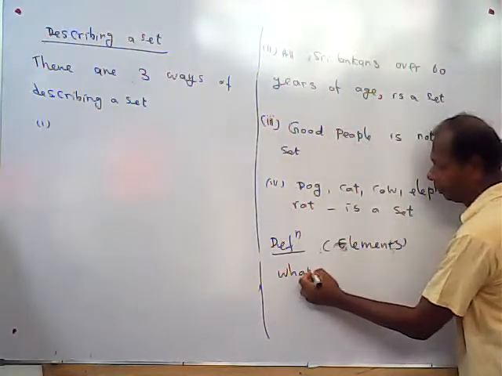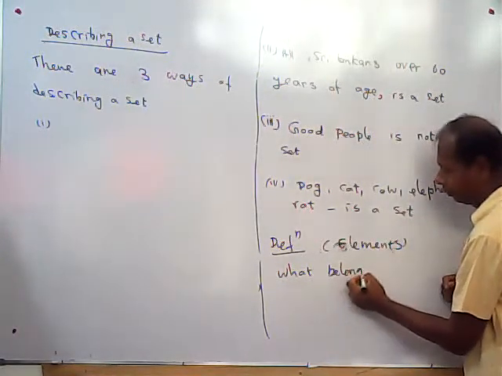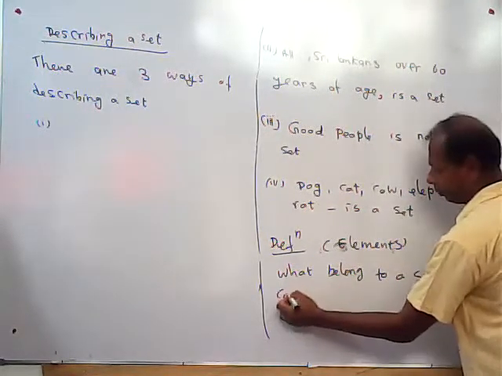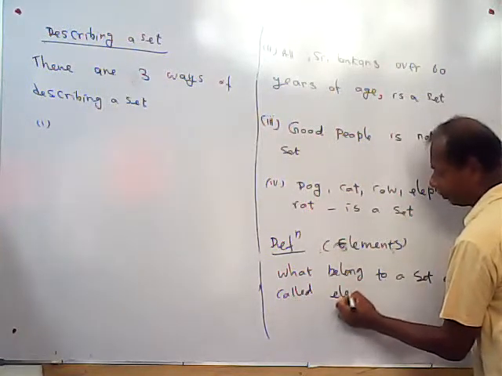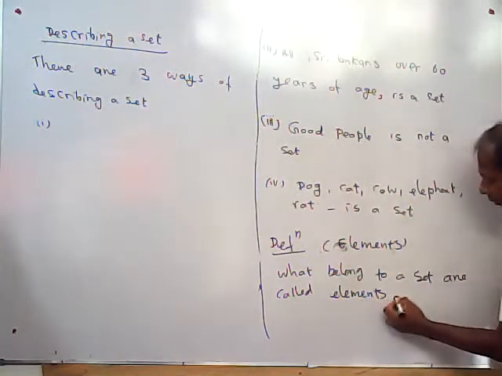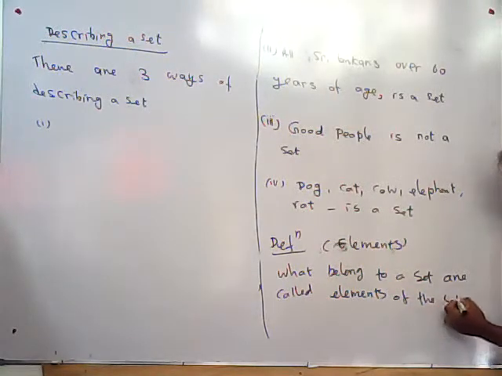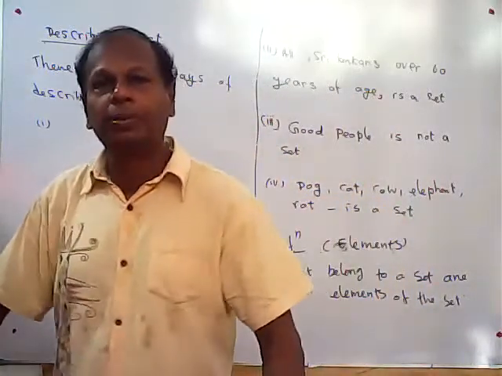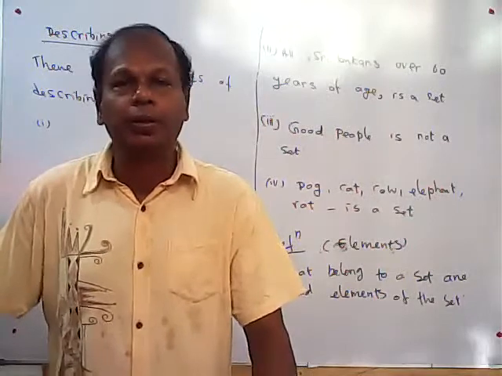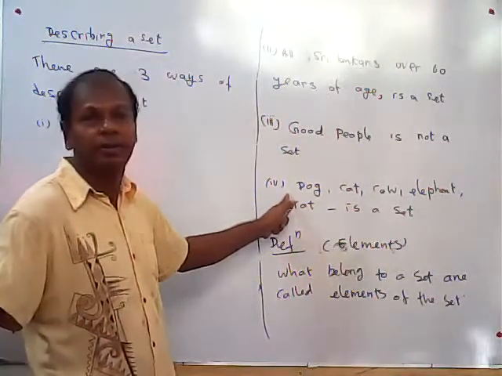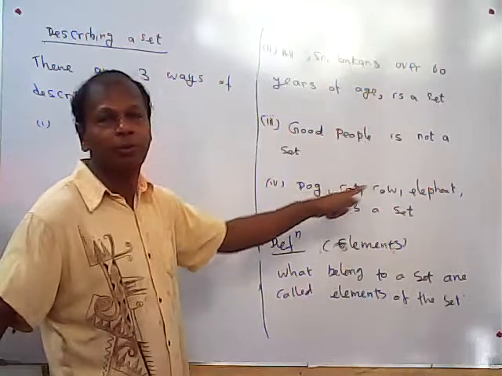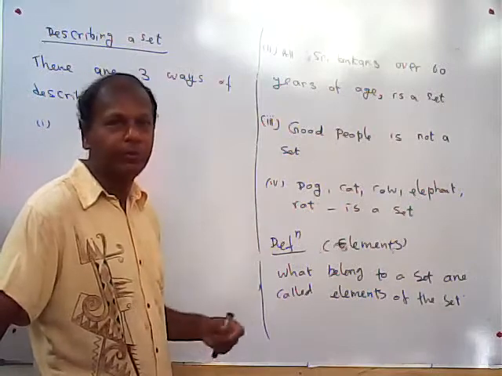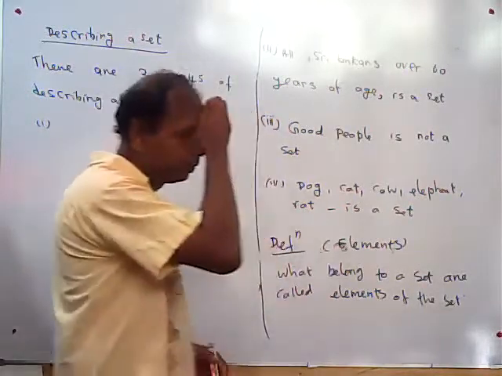What belongs to a set are called elements of the set, right? The first method of describing a set is writing down all the elements, right? Explaining all the elements. That's one way of describing a set. Descriptive method.